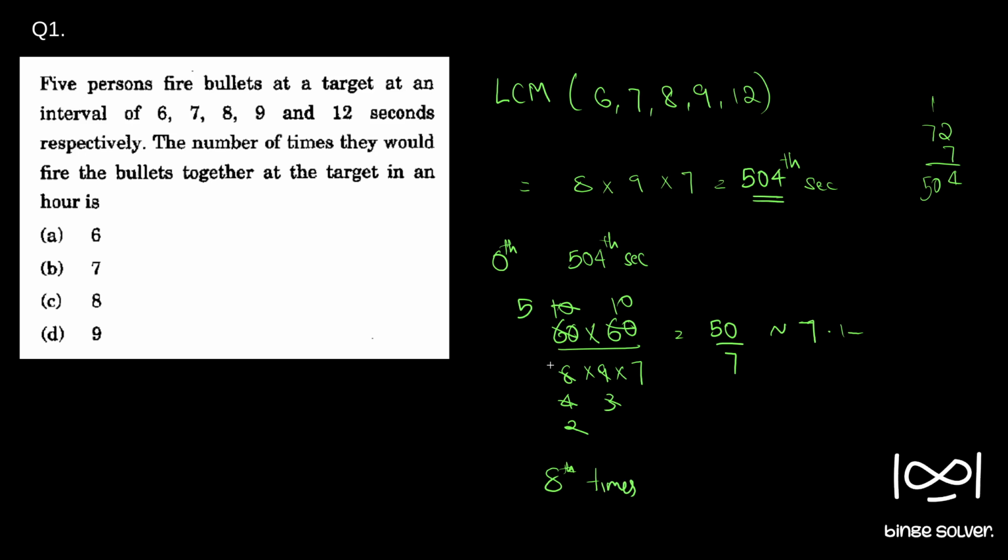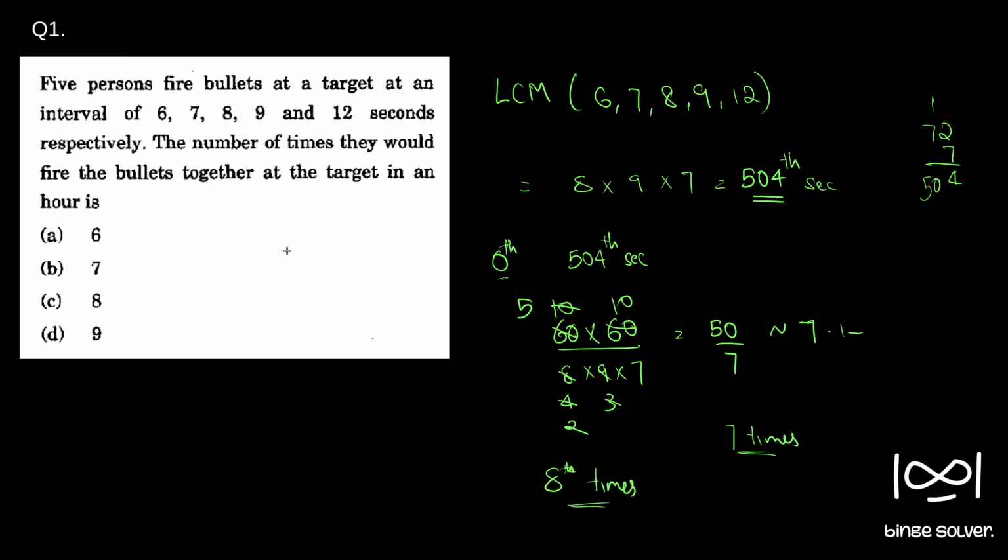Another possibility is if we don't assume that they fire the bullets together at the 0th second, then they will fire their first bullets together at the 504th second. So in 1 hour they fire together 7 times. Instead of 7 plus 1, you will get 7 times. So both can become the answer. Here it is not clearly mentioned whether they are firing their bullets together at the 0th second. So these two are possible answers here.